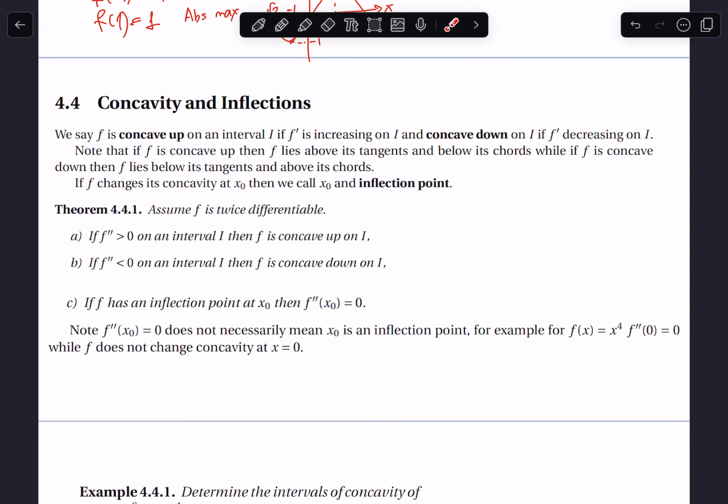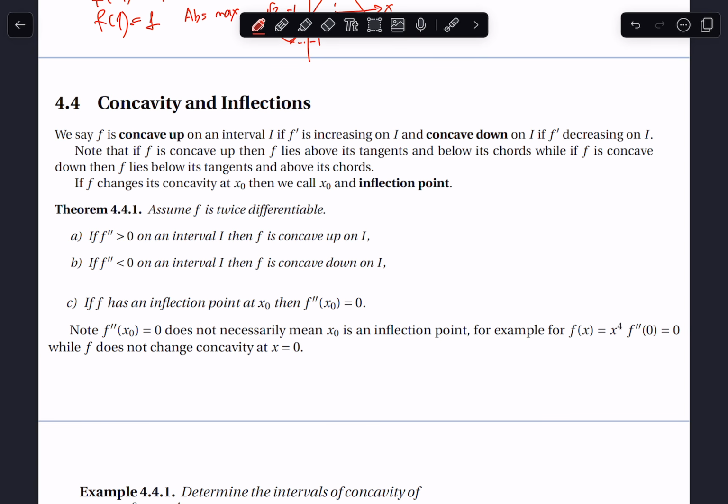Okay, next topic is concavity and inflection points. So we say that a function is concave up on an interval if the derivative is an increasing function, and concave down if the derivative is decreasing on that interval. So concave up simply means that f lies above its tangent lines, while f is concave down means that f lies below its tangent lines.